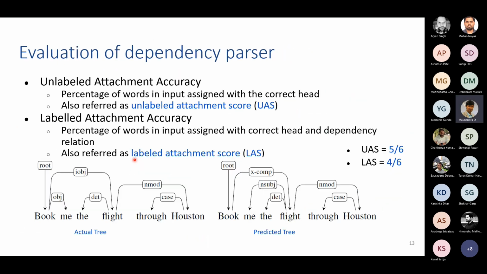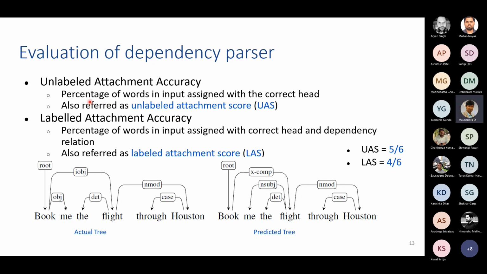Now suppose there is a dependency parsing algorithm, or multiple algorithms, how do we judge performance? So, evaluation of dependency parser. There are mainly two different metrics that people use. One is unlabeled attachment accuracy, and the second one is labeled attachment accuracy. Let us see what they mean, and we start with unlabeled attachment accuracy.